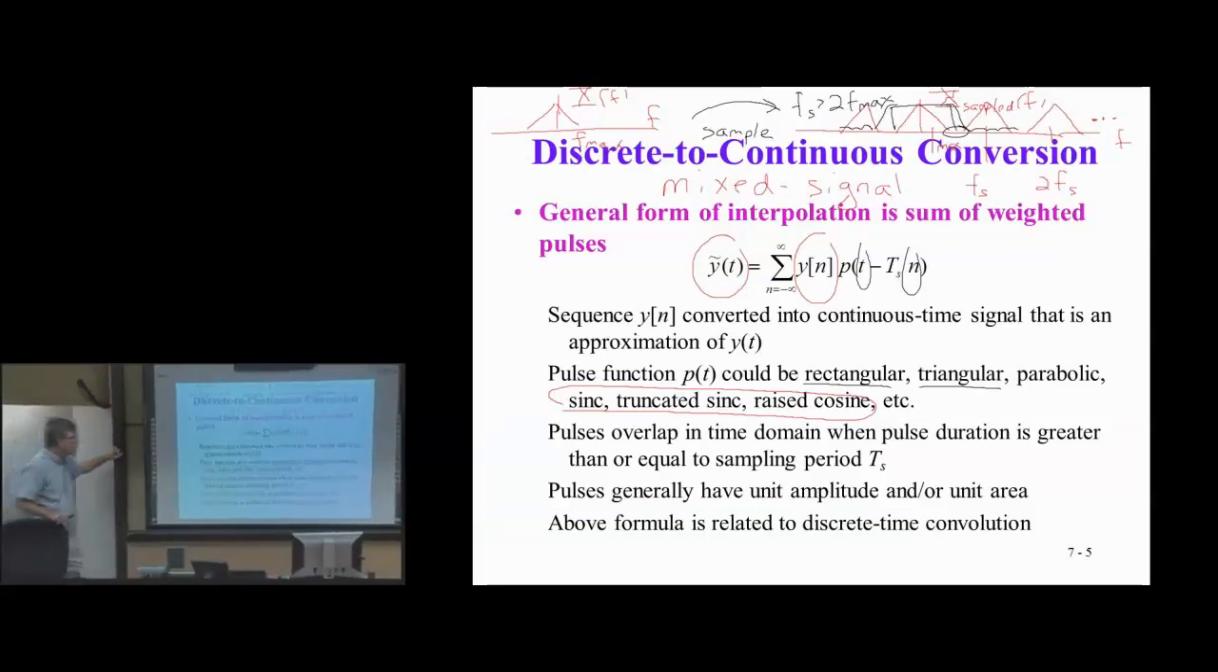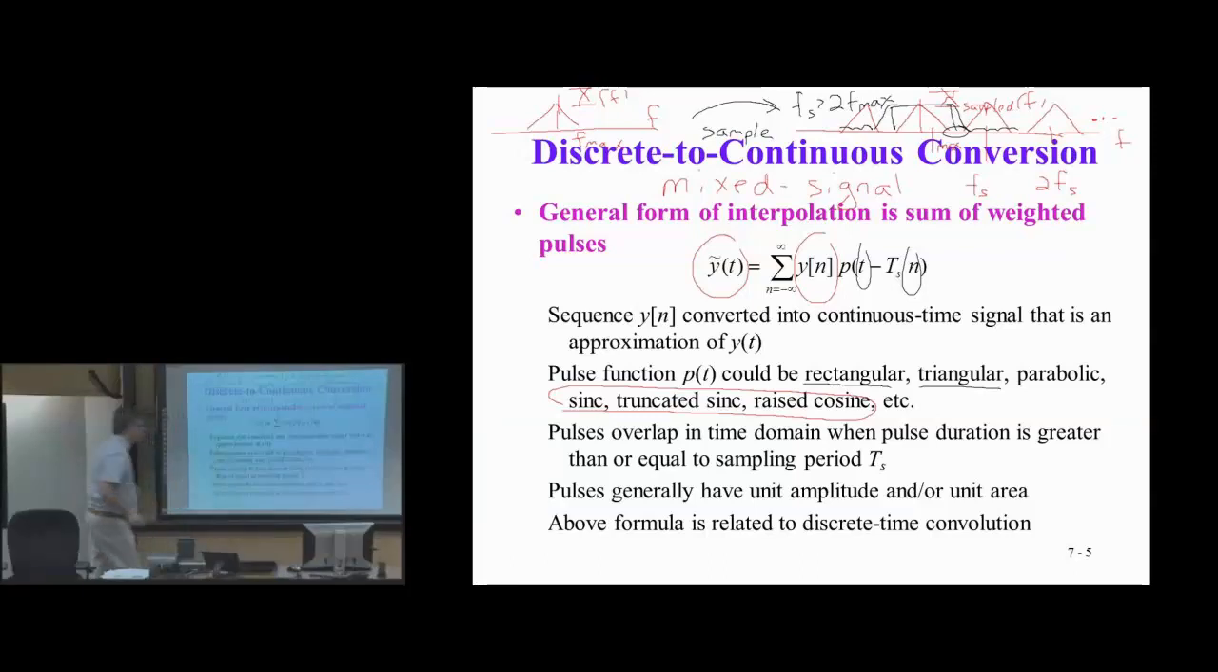The ideal interpolator would be a two-sided sinc in the time domain as our pulse shape, which would correspond to the ideal low-pass filter in the frequency domain. Here's our ideal low-pass filter. But again, we can't build that, but we can build instead a truncated sinc. We can have an impulse response that is a sinc for a finite amount of time, and that's what we'll do in the communication systems that we design. But all three are useful here. Rectangular pulse shapes, triangular pulse shapes, and truncated sincs. All are useful in practice.